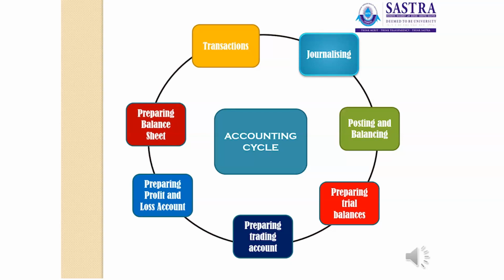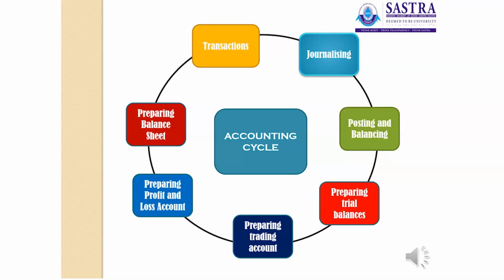Next, preparation of the P&L account, the profit and loss account. All the indirect revenues and indirect expenses, along with gross profit or gross loss, are transferred to the profit and loss account. The balance in the profit and loss account is the net profit or net loss.